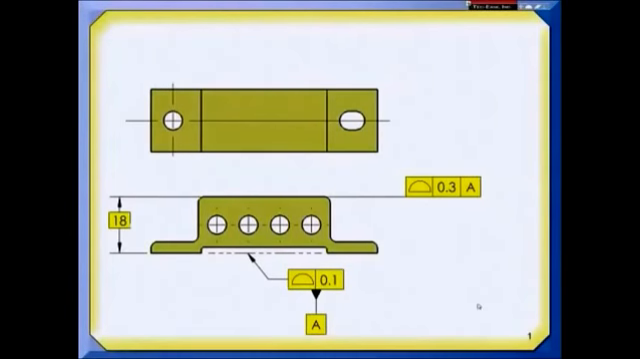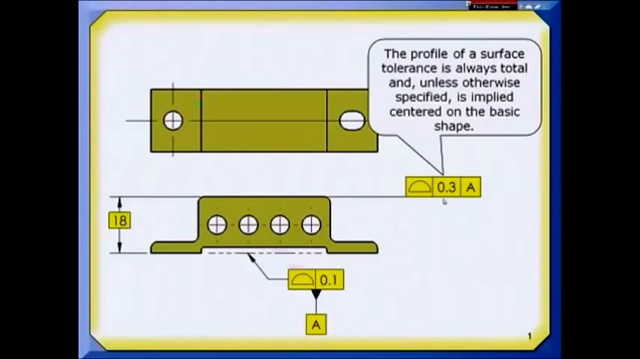On this part, datum feature A is these 2 bottom surfaces, and this top surface is to be located 18 millimeters from the plane established by A. The tolerance is a profile of a surface tolerance of 0.3, which means the surface can be up or down half of that tolerance, because the number in the box is always total, and it's implied centered on the basic surface.